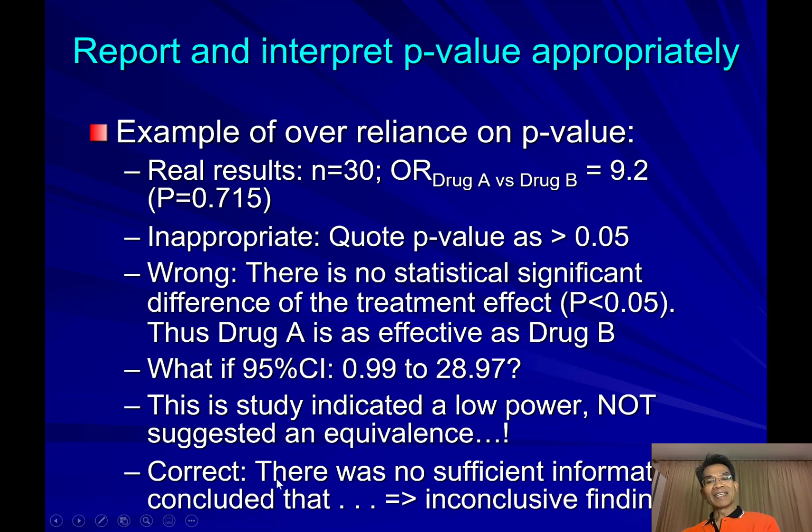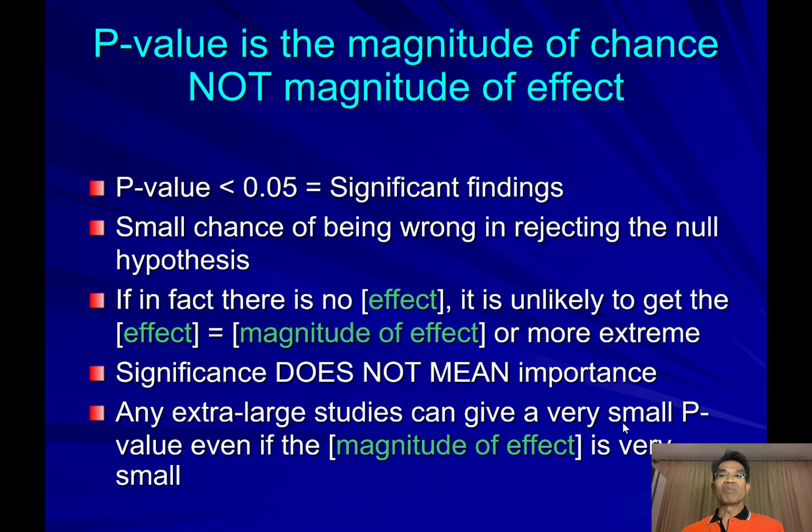We can just say that there was insufficient information to conclude, based on the alternative hypothesis, that drug A is better than drug B. We cannot conclude like that. Or sometimes we say inconclusive findings. Or some people say our knowledge before and after the study is the same, so that's a useless study. So that's something I'd like to inform you about this p-value.